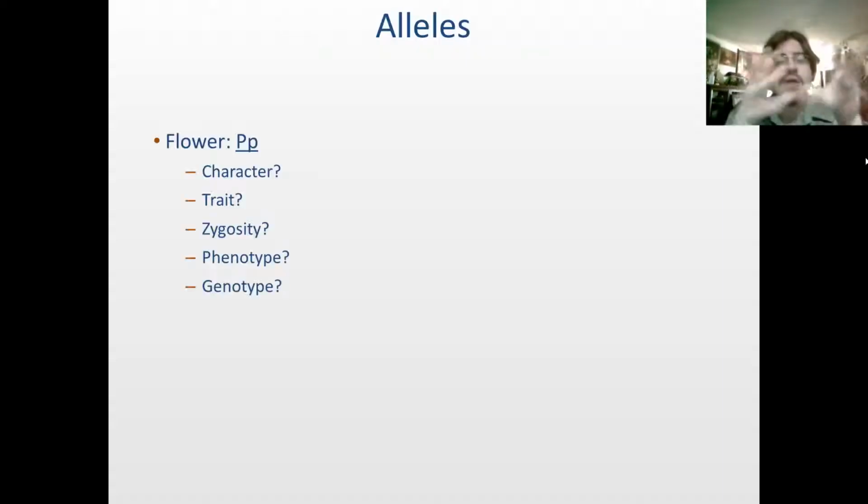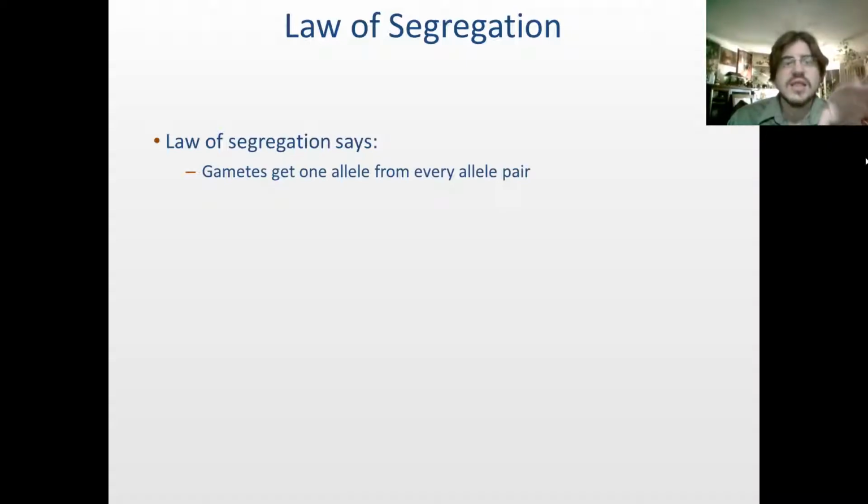So when we go to explain why crossing two heterozygotes produce purple and white flowers, we need to talk about the law of segregation. So when I say one parent donates one allele and the other parent donates the other, it's important to know that the parents donate one of their two alleles. So the law of segregation says the gametes get one of the parent's allele from every allele pair.